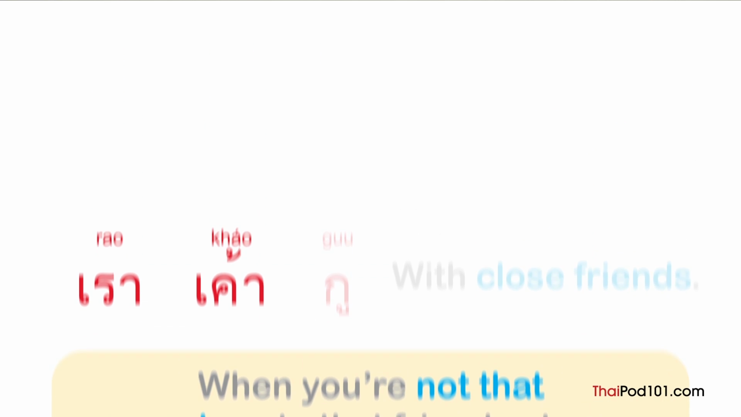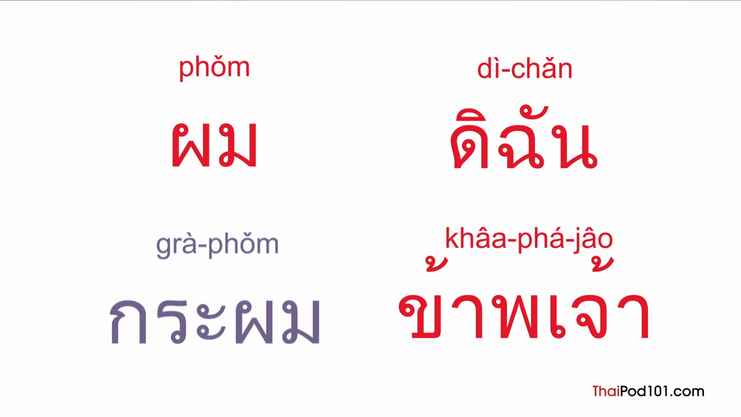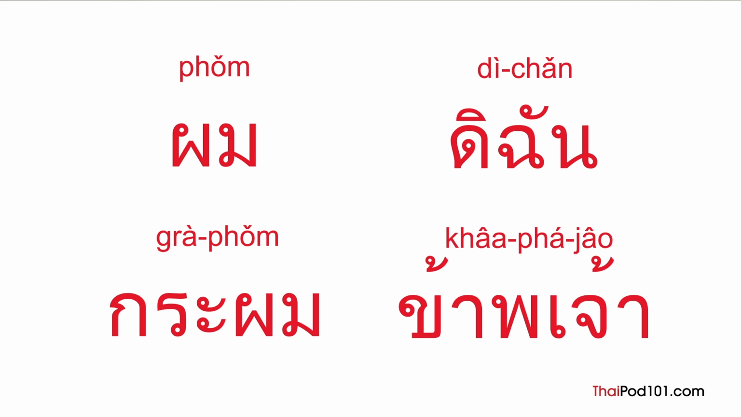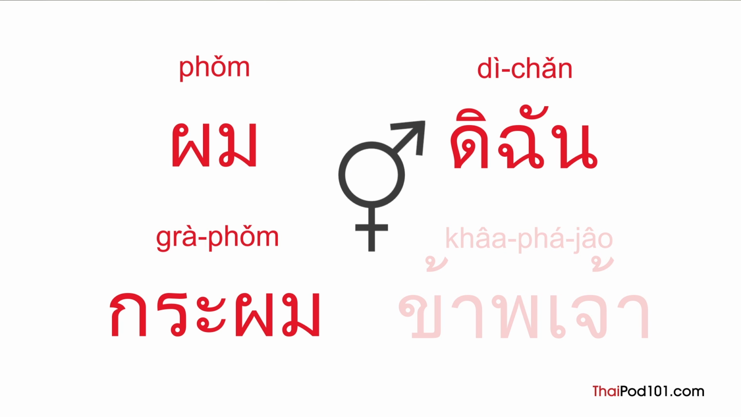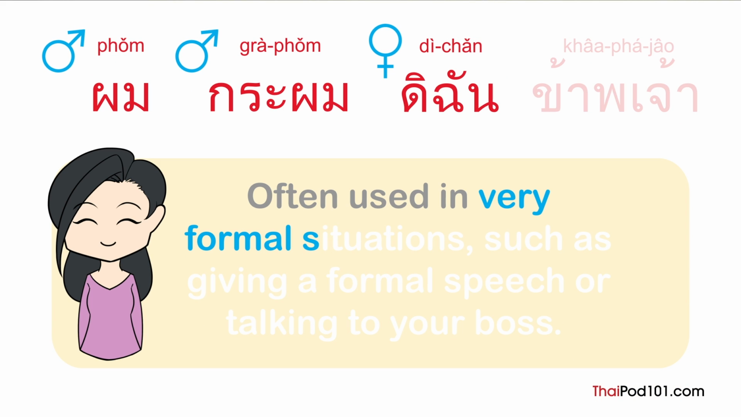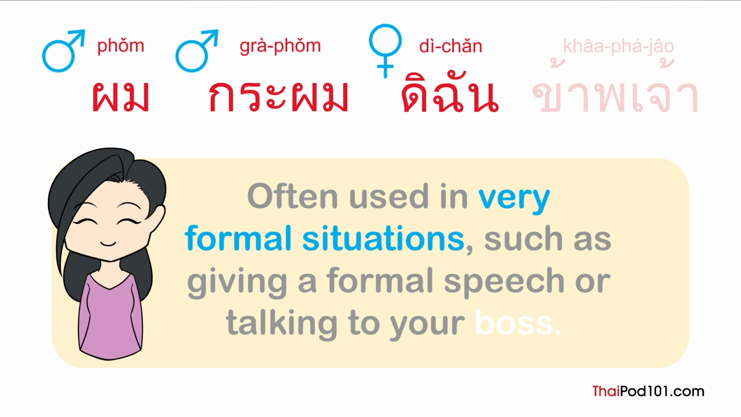Moving on to formal words for I. There are ผม, กระผม, ดิฉัน, ข้าพเจ้า. First, I'll talk about the gender-specific forms of I. It's very easy to understand. If you are a male, you address yourself as ผม or กระผม. If you are a female, you address yourself as ดิฉัน. These are often used in very formal situations such as giving a formal speech or talking to your boss.